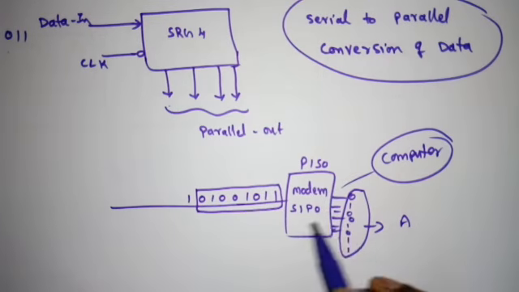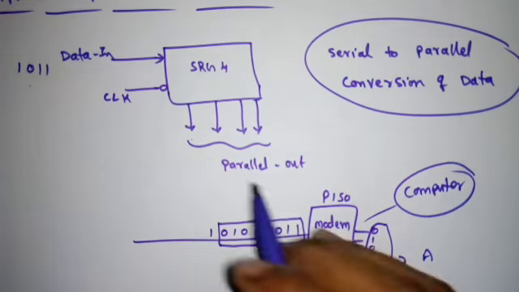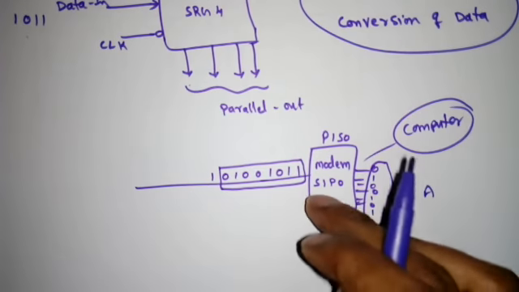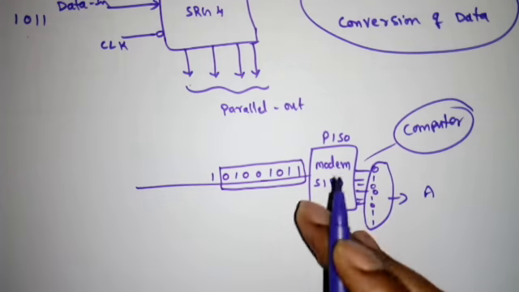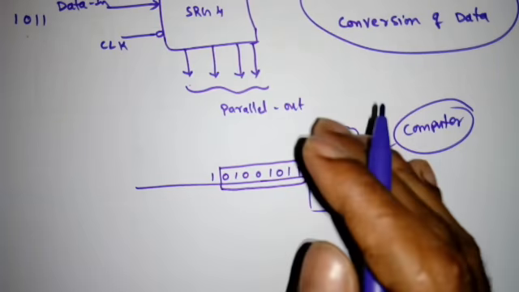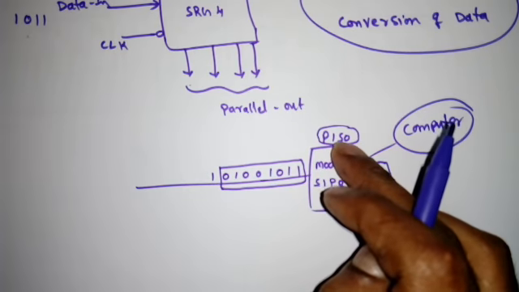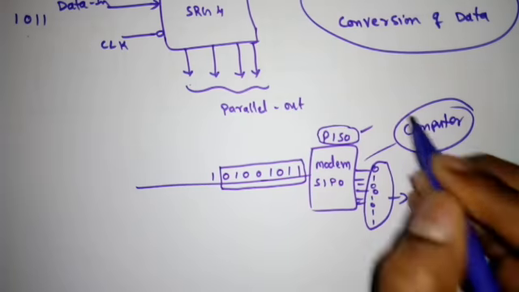So that is where we will use these serial in parallel out shift registers or parallel in serial out shift registers, right? So in telephone modems we will use these shift registers. Remember this point. When we discuss the parallel in serial out shift register, the application of that register will also be in telephone modems, okay?